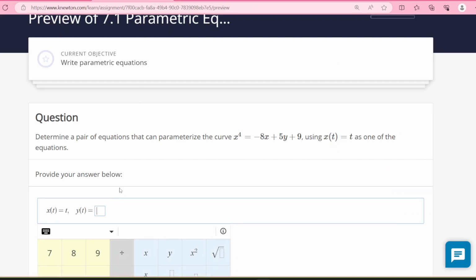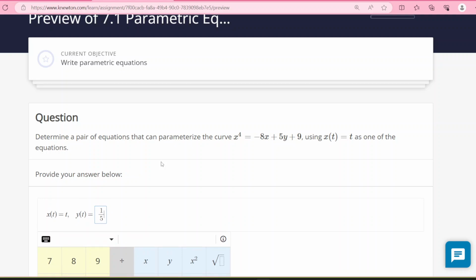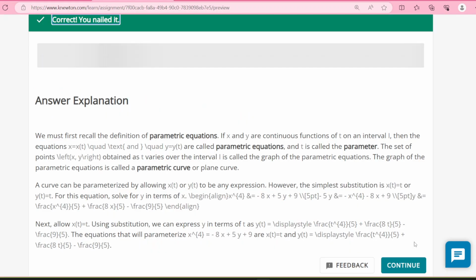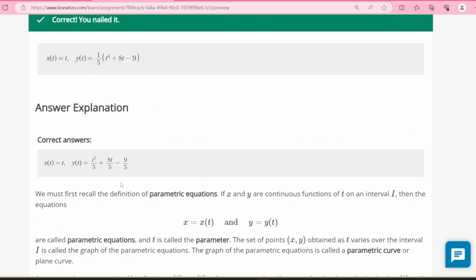Well, back here, we got our y of t. It was 1/5, I'm just putting 1/5 instead of divided by 5, times the quantity t to the 4th plus 8t minus 9, and then close the parentheses there. Okay, that should be what they wanted. Submit. Great. And they actually divided every term by 5 here, but it's the same thing. As long as it's equivalent, they'll take it.